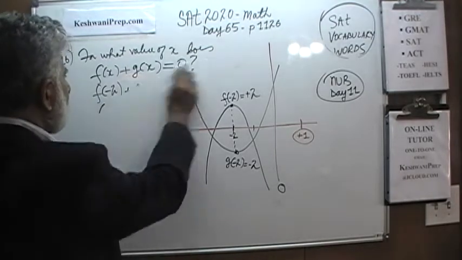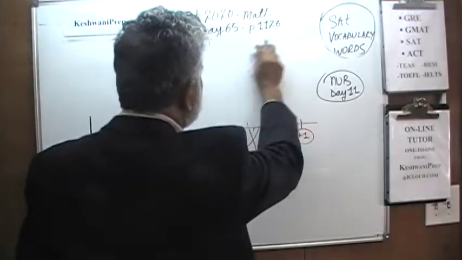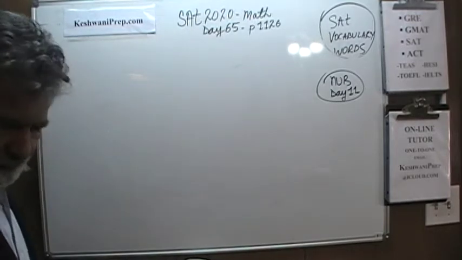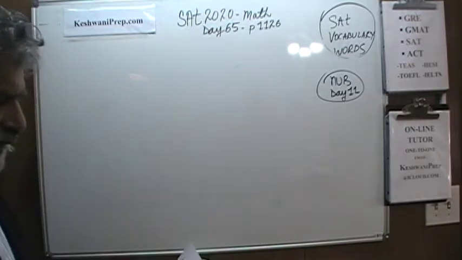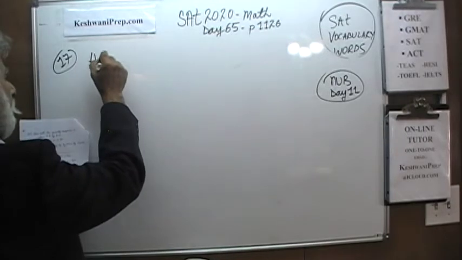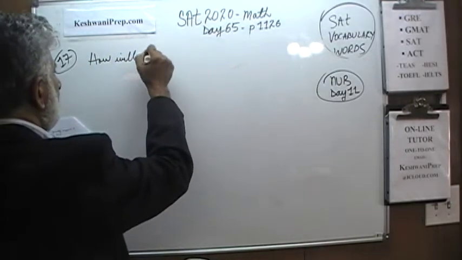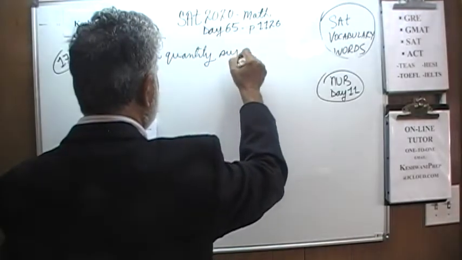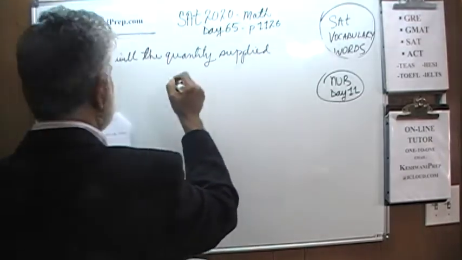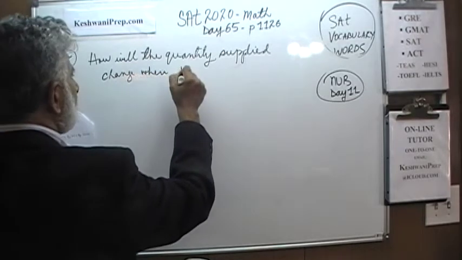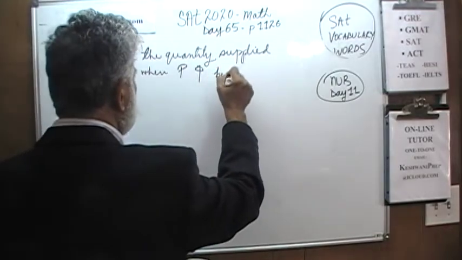Number 17. In number 17, we are given a supply function and a demand function. Number 17, we are told how will the quantity supplied change when price goes up by $10.